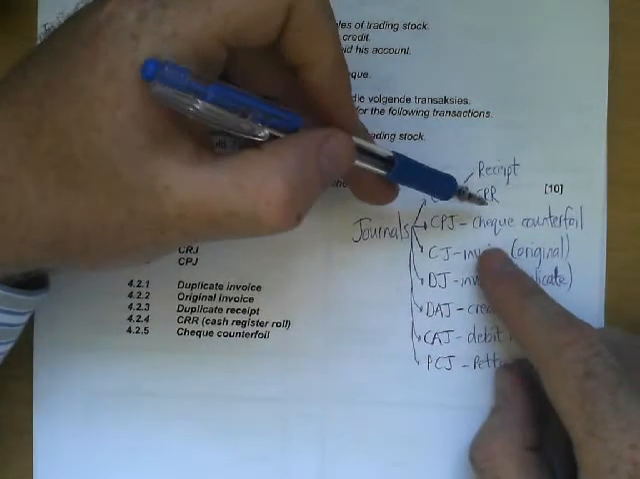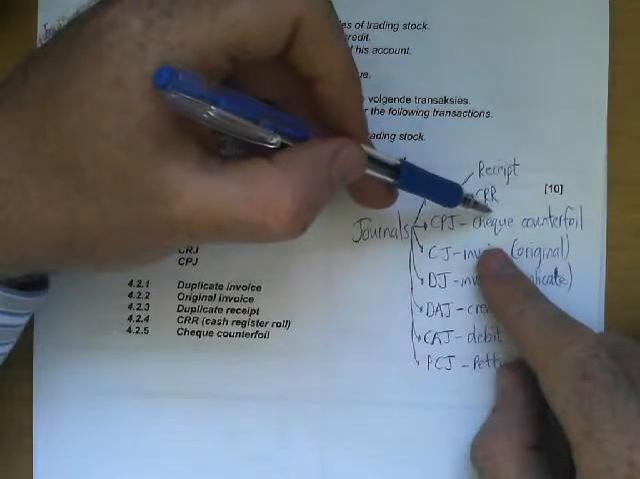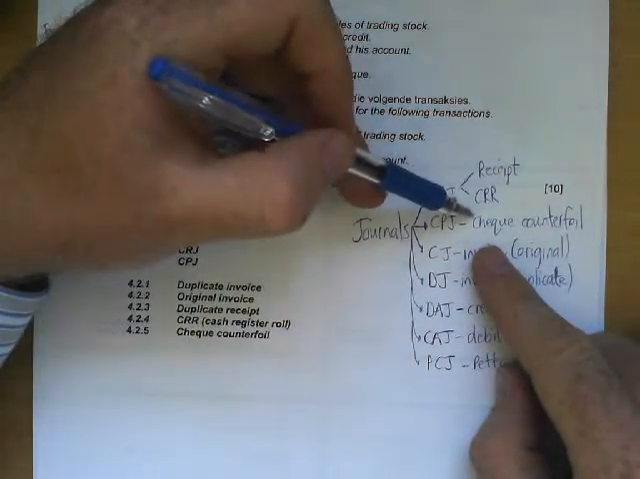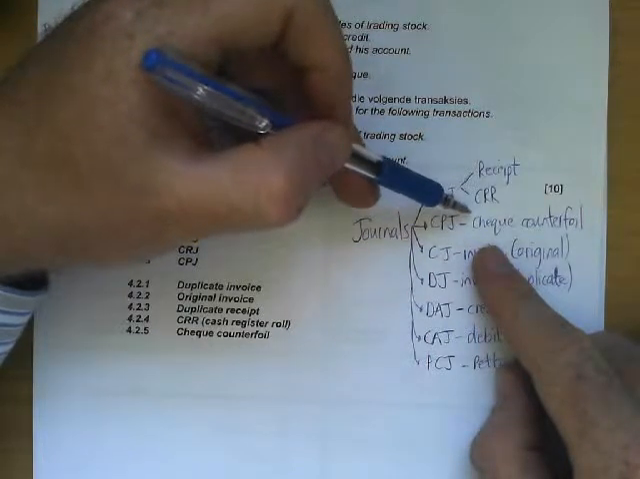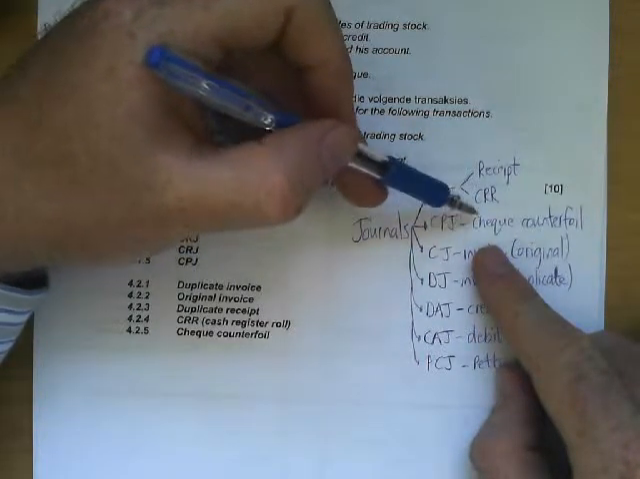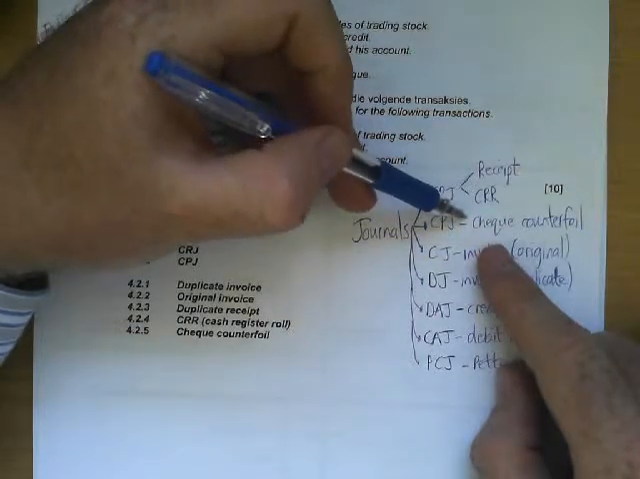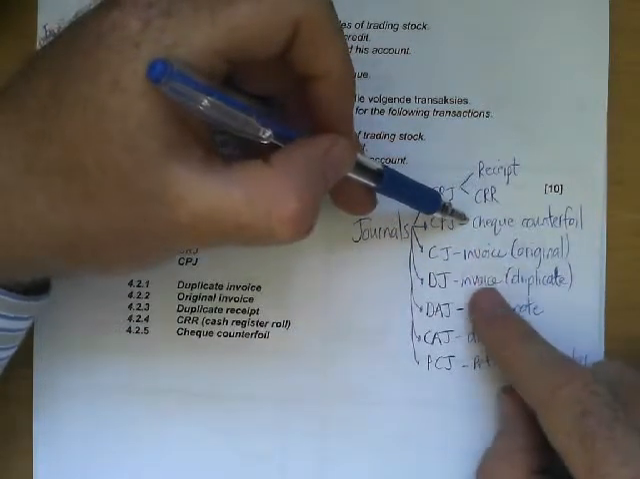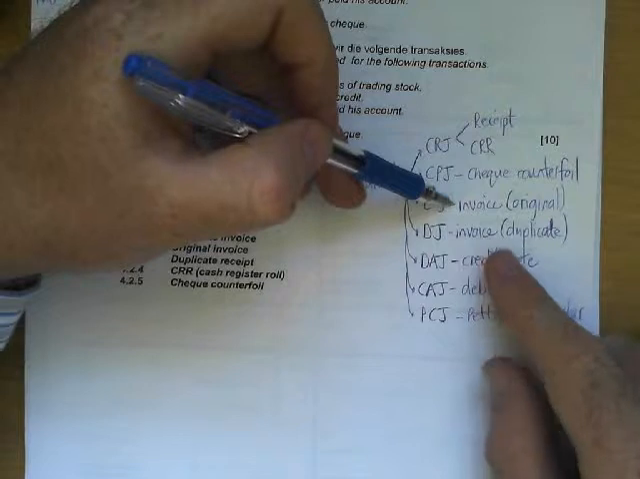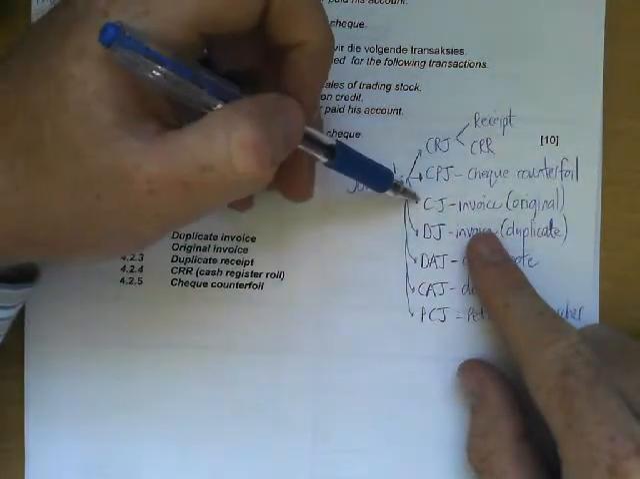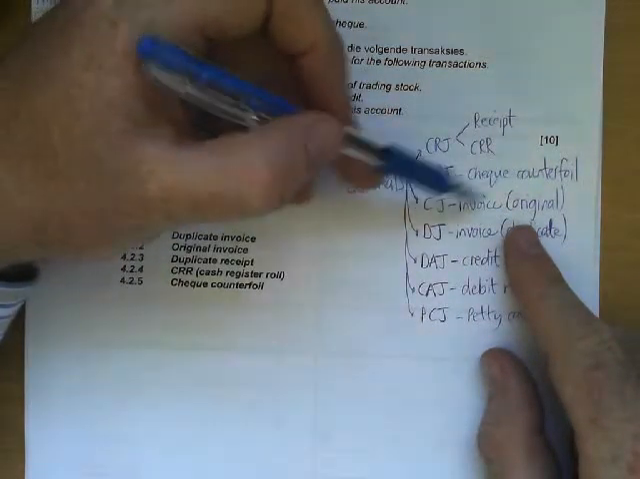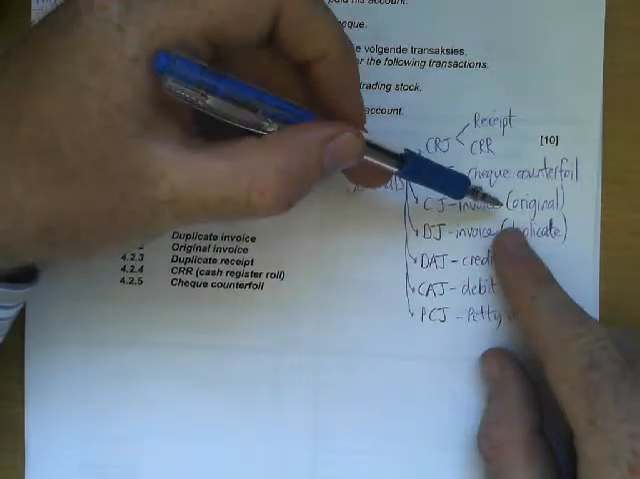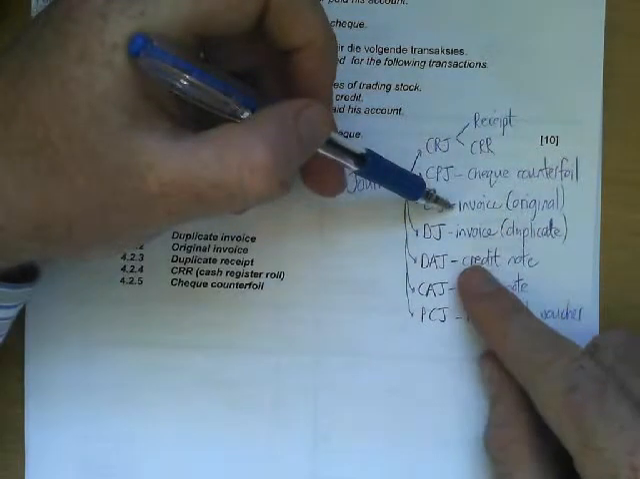The CPJ has got a check counterfoil. A check counterfoil is a small little slip on the left hand side of the check. The check is given to the person that you want to pay, but the check counterfoil is the source document that you use to write down the transaction. Then we've got an invoice in the CJ, creditors journal. It will be the original invoice because you bought it from somebody and he gives you the original invoice to show you how much you must pay.